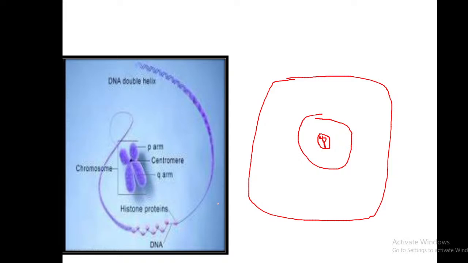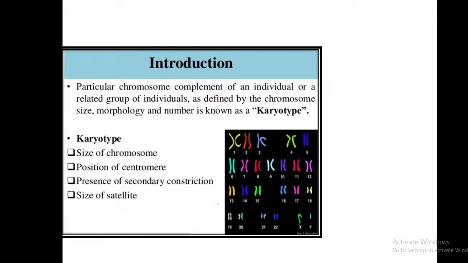Now, next is what a karyotype and an ideogram are. I said we have 23 pairs of chromosomes, and when we show a picture, this is how they are arranged. In the first picture itself, you understood that it is arranged in a particular manner. This is what is known as a chromosome arrangement.